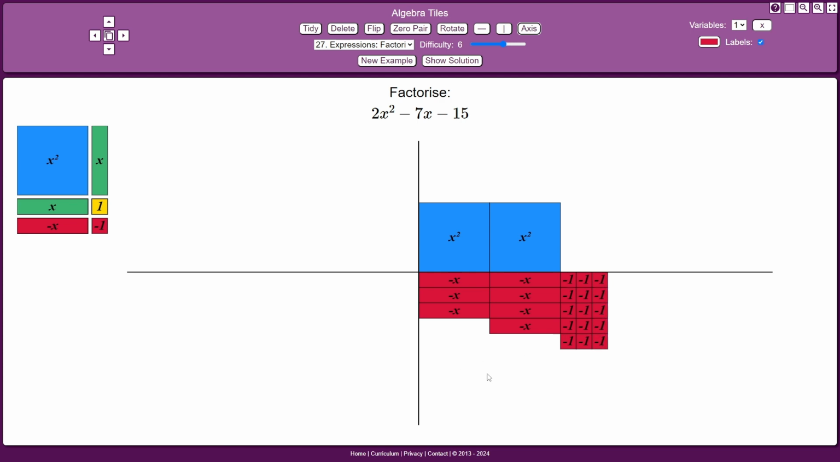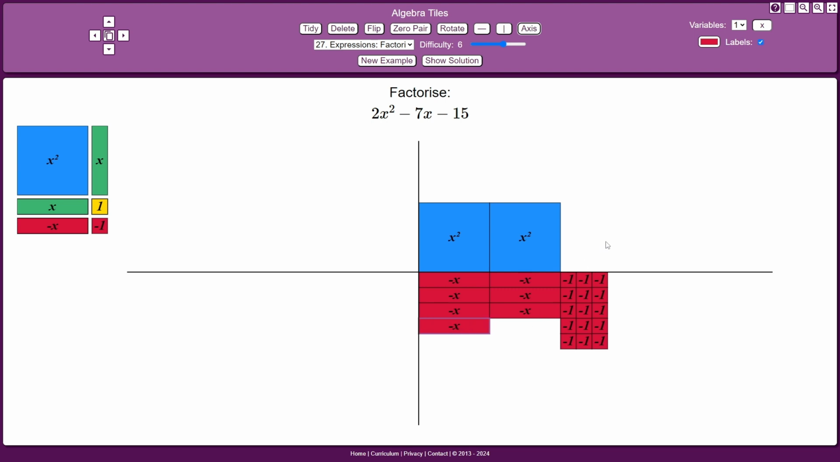Notice I've not tried to make a rectangle yet, I'm just placing them in the correct quadrant. I could have, by the way, put these negative ones in the second quadrant as well, it makes no difference. Okay, how are we going to form a rectangle then? We can try as we like here. We're never going to form a rectangle here with what I've got.